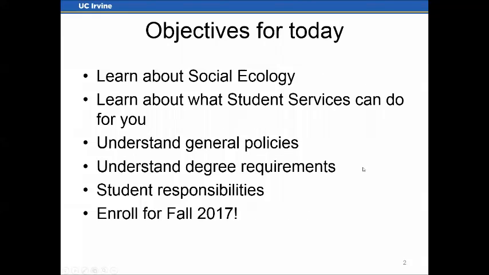So the objectives for today are to learn about what social ecology is, what our service is here, and what we can offer you in our student services office. We want you to understand your general policies. That's important. Understand your degree requirements, all your responsibilities, and ultimately enroll for fall 2017.